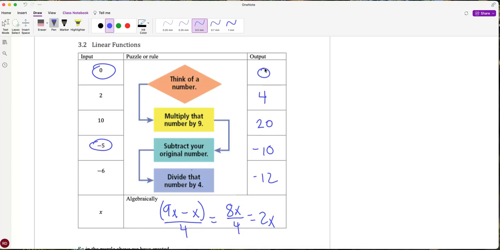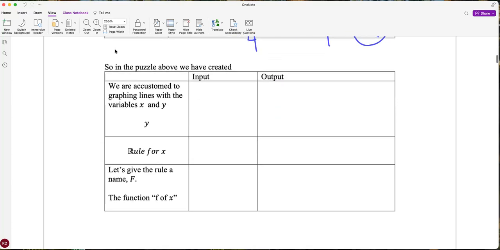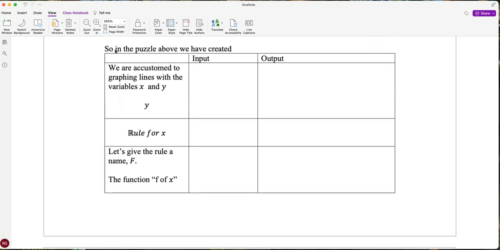So this is the rule of what's happening with this particular example. But what you see algebraically, when you look at what they asked me to do, multiply by 9, subtract the original number, divide by 4, is that it's the equivalent of doubling the number. So if I look at each of these, all I did was double the original number that you see there.